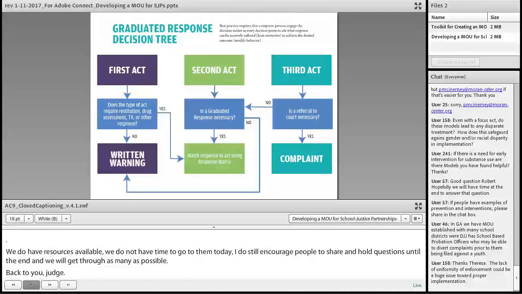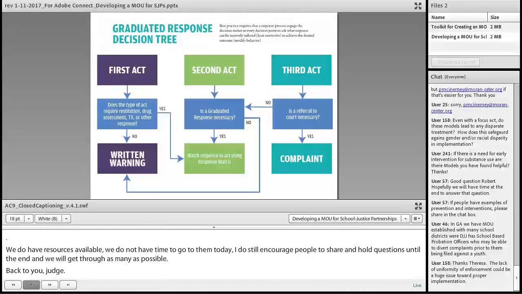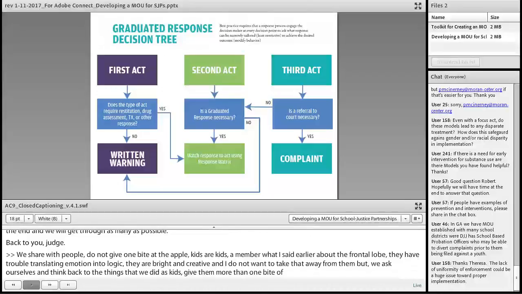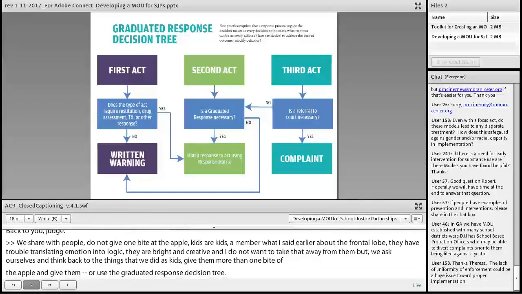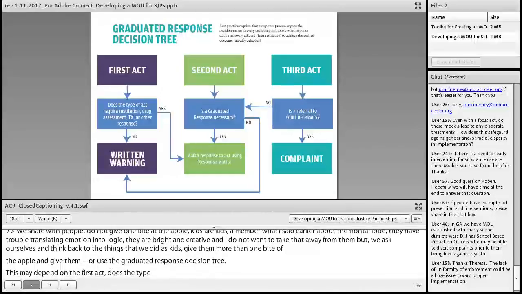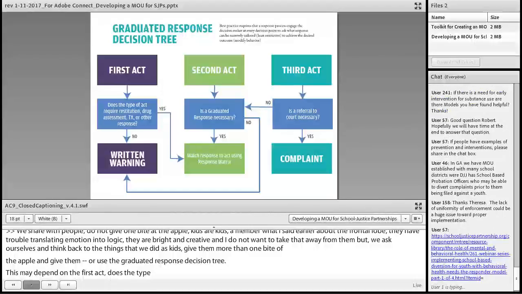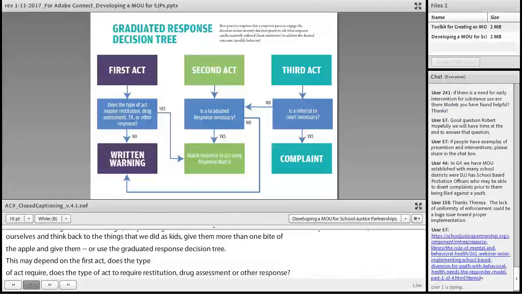And this is a graduated response system, but use this decision tree to help guide you in developing it, because it may depend upon the type of act. Like if the first act, does the type of act require restitution, drug assessment, treatment, or other response, possession of drugs or whatever? Is it good enough just to give a warning with possession of marijuana? Most people are going to say no, right? So if the answer is yes, then it may move to that level of the second act, which you want to match response to the act using the response matrix.